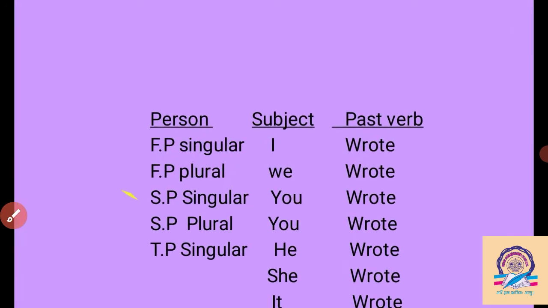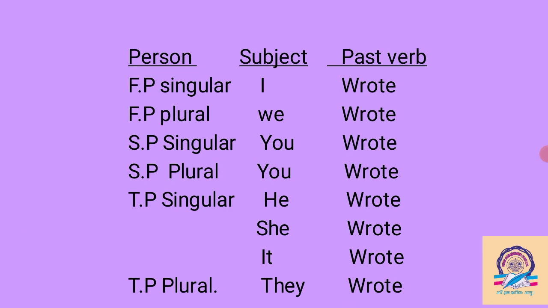Then some verbs are given here, starting with first person singular. If we want to say first person singular, I is the subject, and for it we have to use the past form of the verb, so write changes into wrote. I is first person singular, the speaker. If more than one person is the speaker, we use first person plural, and we is the first person plural word. But for all, we have to write the second form of the verb, the past verb. So write changes into wrote.